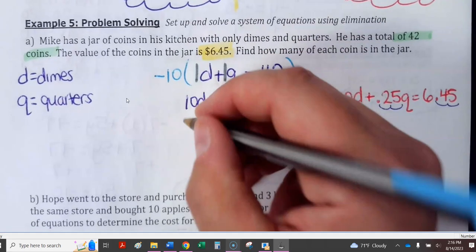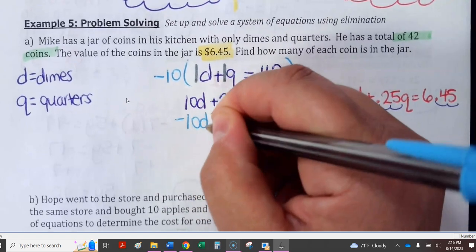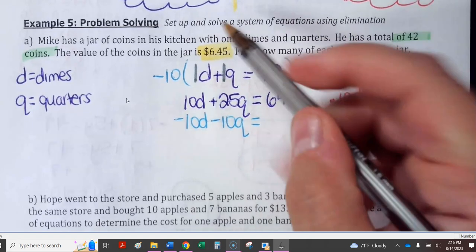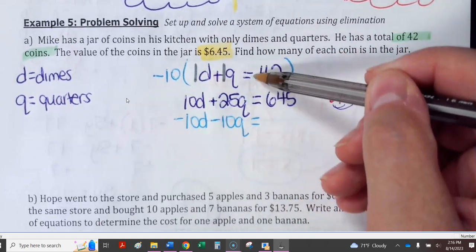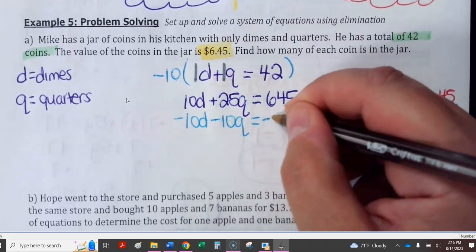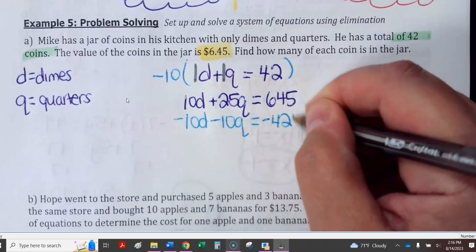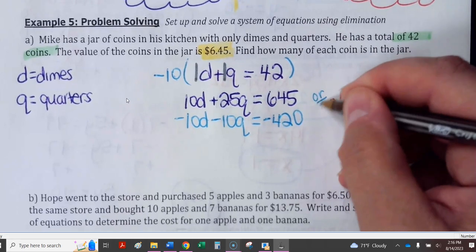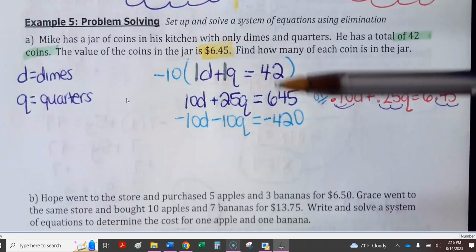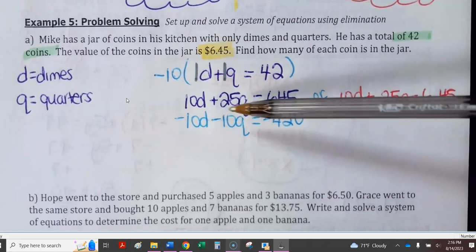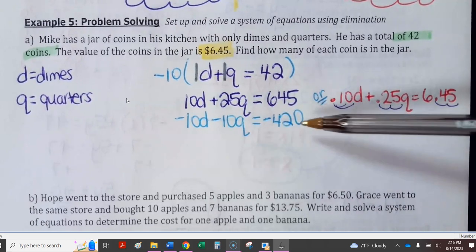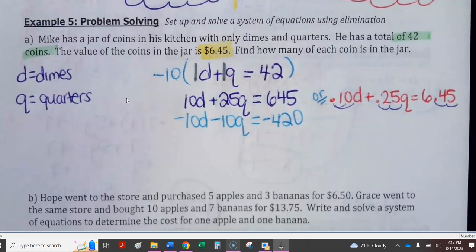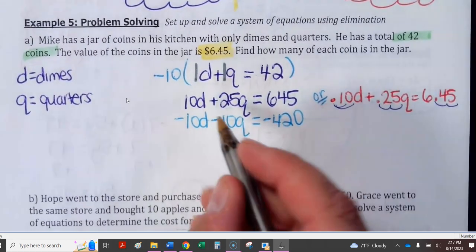So if I want to do that, this would be negative 10D, and it would also be negative 10Q, and then I'd have to do negative 10 times that 42, so that would be negative 420. All right, if you want to work with the decimals, the only difference, it'd be 0.10D, 0.10Q, and then 4.20 instead of the 420. But if you don't want to work with the decimal, that's fine with me. Just multiply everything by 100 and you're good.